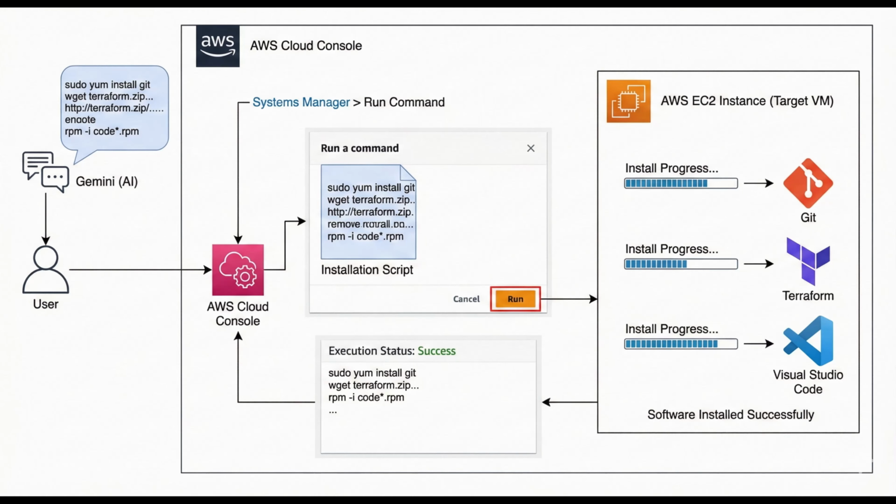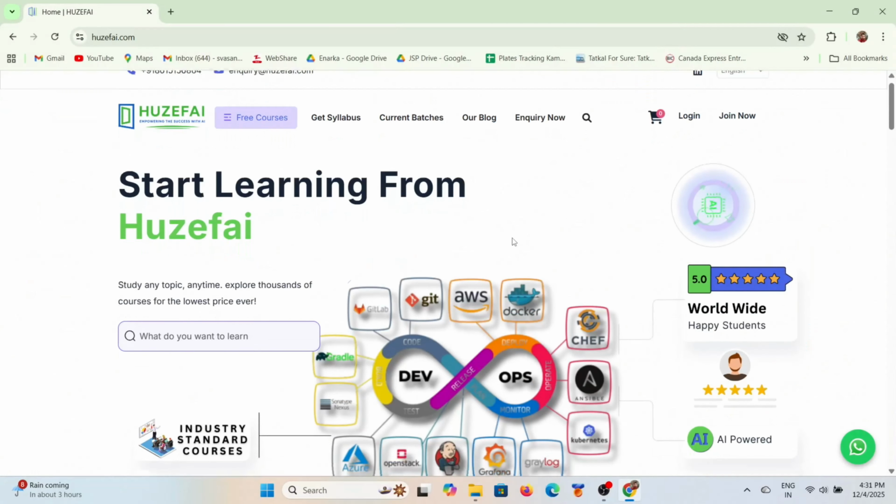I'm going to install Git, Terraform, and Visual Studio Code on an AWS virtual machine because I don't have any virtual machine or server. So I'm going to get a virtual machine from the AWS console, and along the way I'm going to install these three tools.